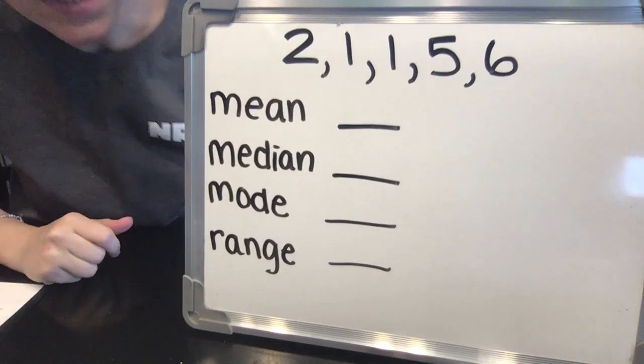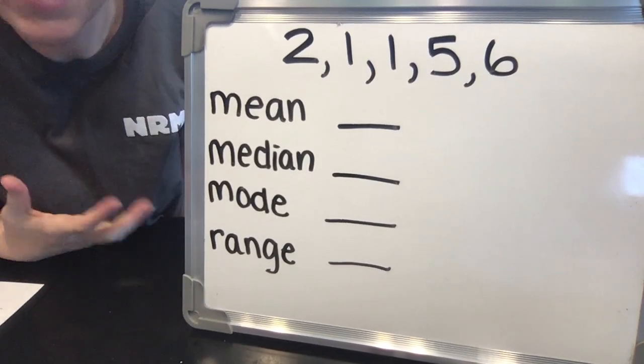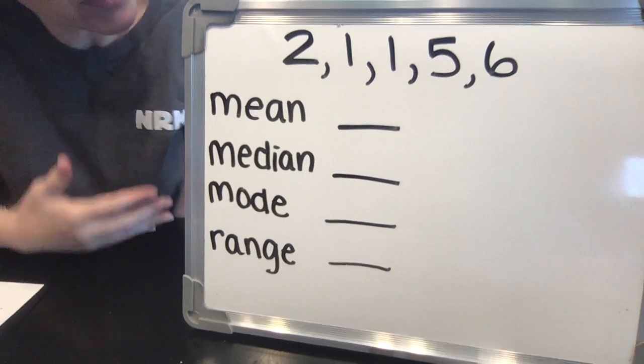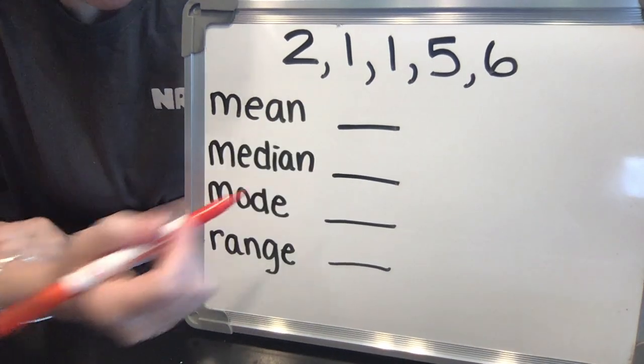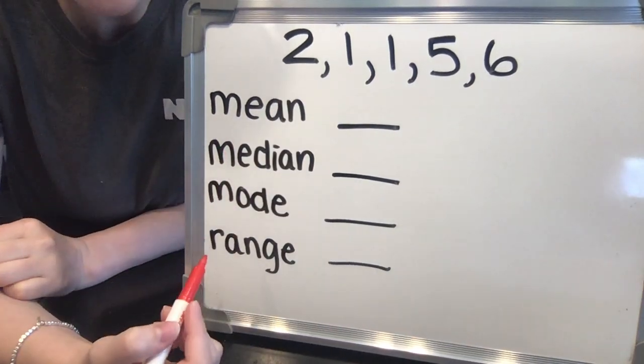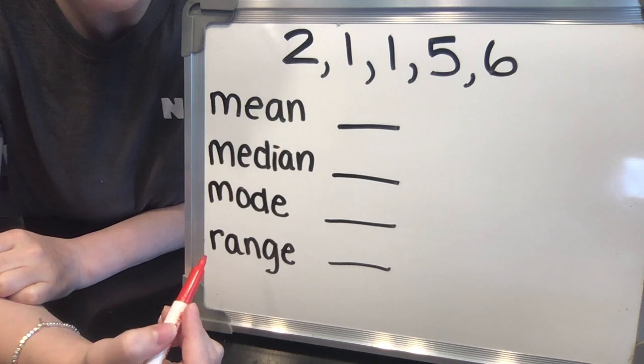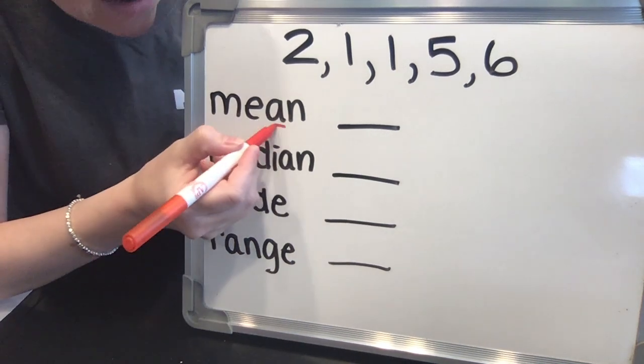Now we're going to practice mean, median, mode, and range with a set of data. So that's just a set of numbers in math. What I find the most helpful is going and underlining those key letters in each word. That's going to remind me what it means.